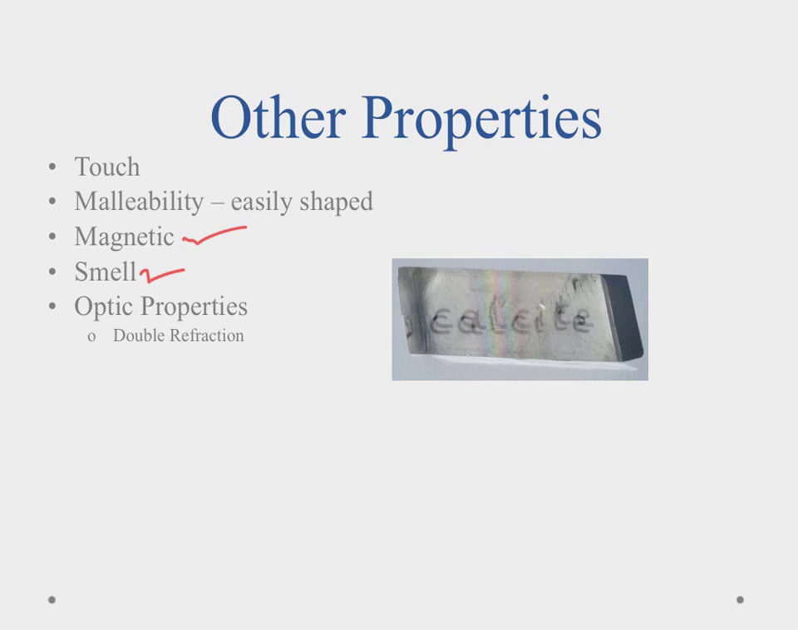And then we have some optical properties. If we look at calcite over here, calcite exhibits double refraction. You can see that if we take a piece of calcite and put it down on words, we're getting two images formed, and that's what double refraction is.